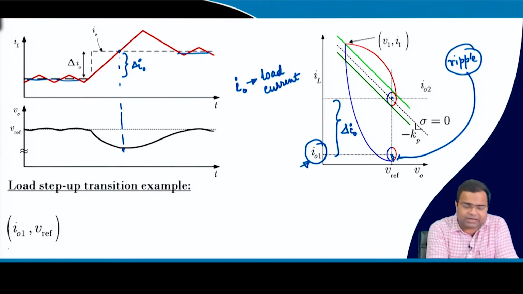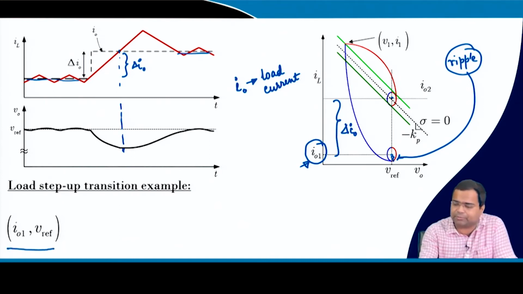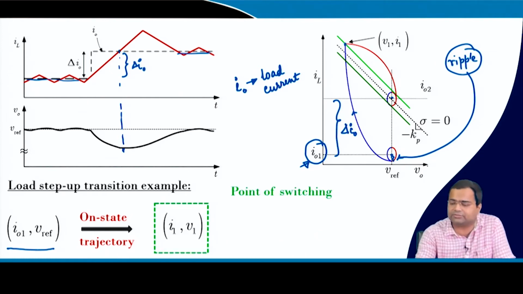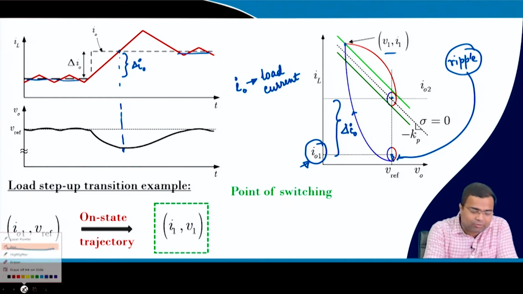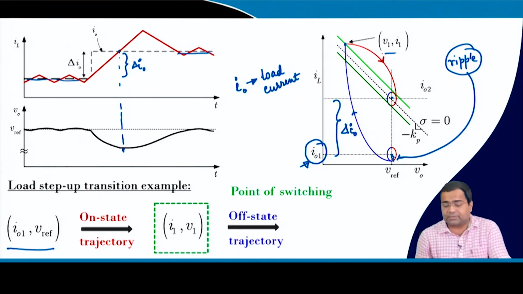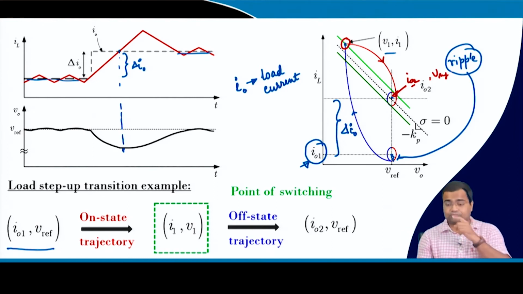So, it will start from I01 and Vref at this point, then on the on-state trajectory it will follow this trajectory, and it will reach up to here. So, the final value will be I1, V1, since you are plotting V0 versus IL. Next, it will follow the off-state trajectory, and for that this is my initial condition, and the final condition will be I02, my load current, and Vref, my reference voltage.